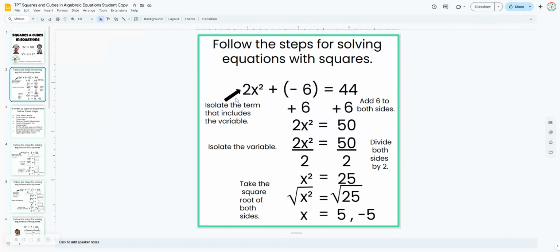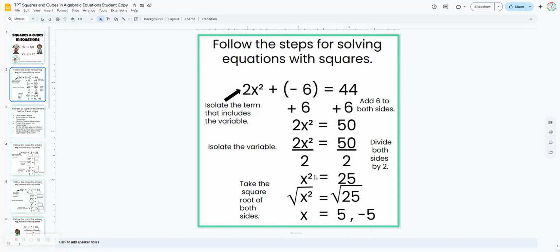So we want to first isolate this entire term that includes the variable. We want to get 2x squared alone on one side of the equal sign. So we're going to eliminate the negative 6 by taking the opposite operation, and we're going to add 6 to both sides of the equal sign. That gives us 2x squared equals 50. Now we're going to divide both sides by 2 to get rid of this 2. That'll give us x squared equals 25.